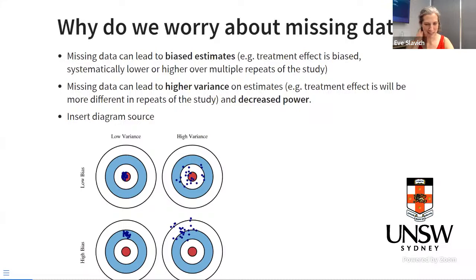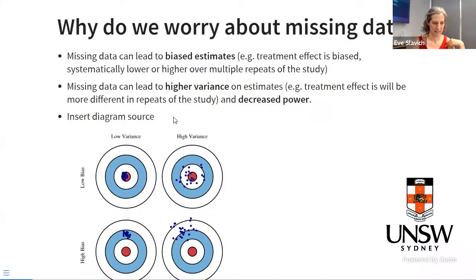So why do we worry about missing data? There's 2 main reasons. It can lead to bias and it can lead to higher variance. So you think about it, you're trying to estimate something, possibly a treatment effect. If your treatment effect estimate is biased, it means it's systematically lower over multiple repeats of your study. High variance is also a problem. That means each time you run your study, you'll get quite different estimates.